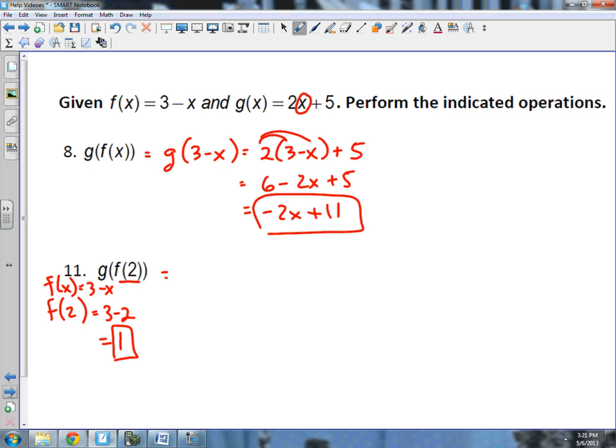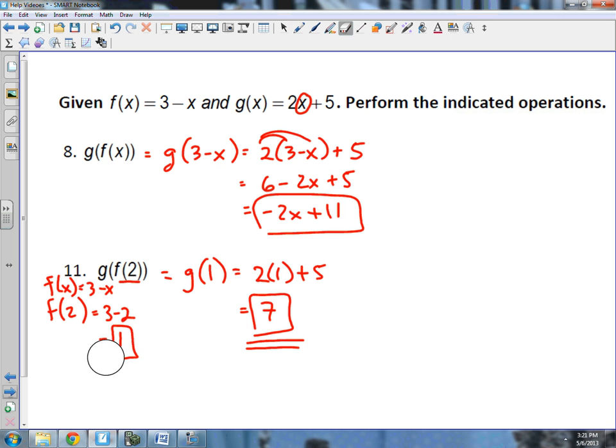So in this problem, it's no longer g of f of 2, it's g of 1. Well, that's easy because g of x is 2x plus 5. g of 1 is 2 plus 5. And that's a function, input, output. You input a value, you output the other value. So my final answer for that one is 7.